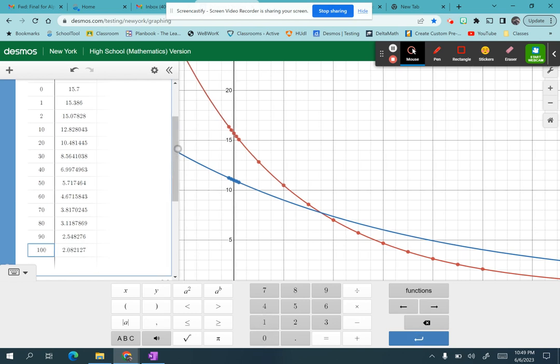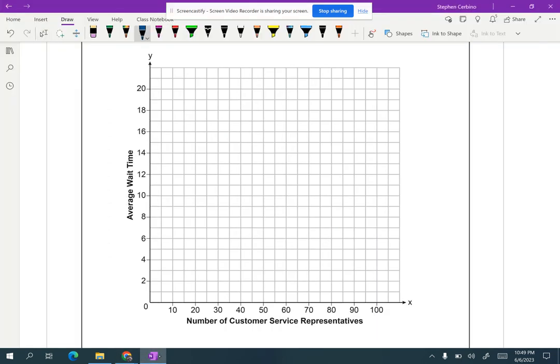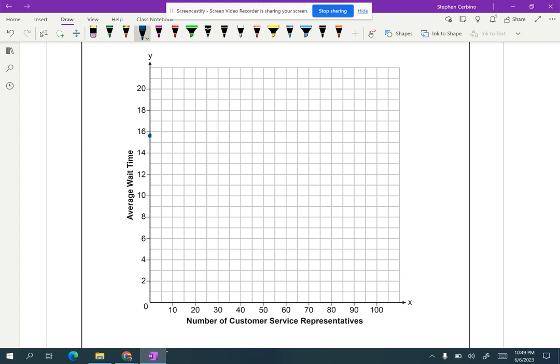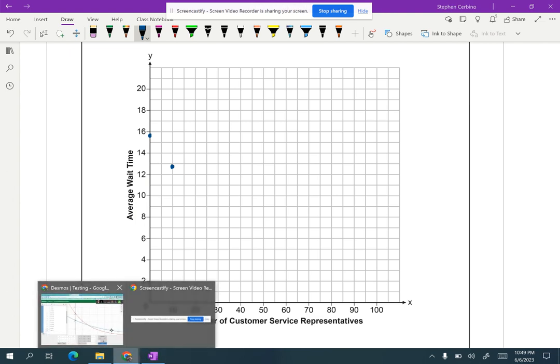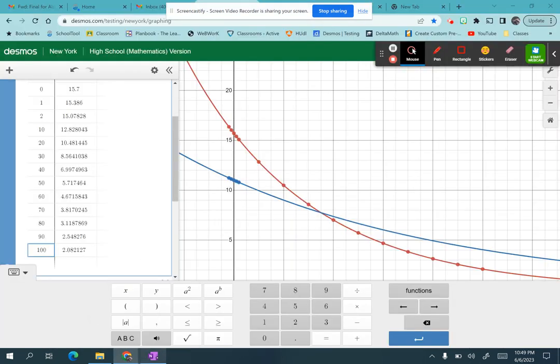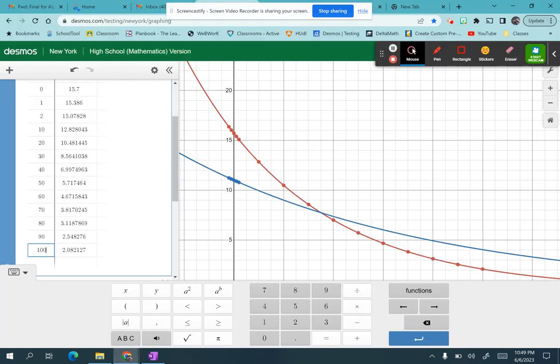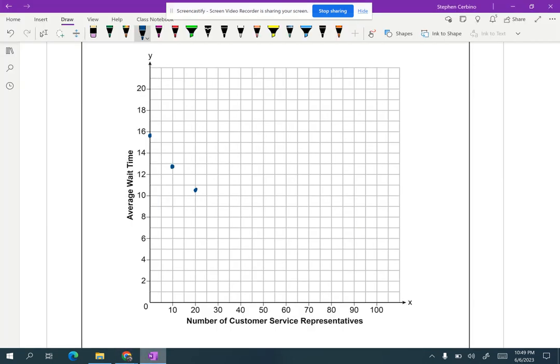And then we want to recreate this graph on our actual graph paper. So 0, 15.7 is going to be up here. And it's going to take a little bit of a while, but it's okay. 10 is at 12.8, so almost a 13. 20 is at 10.5-ish. Notice I'm ignoring all the other points. I'm just graphing the ones that they're telling me to graph. 30 is at 8.6-ish.